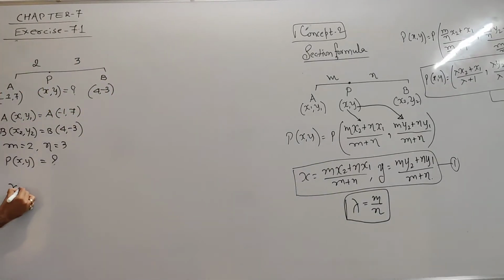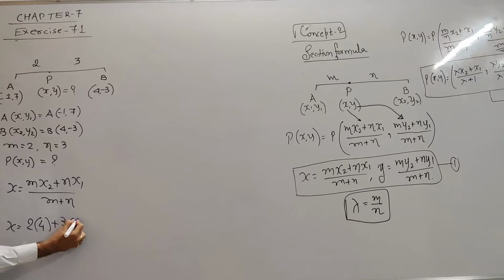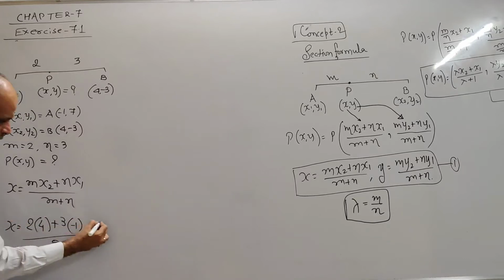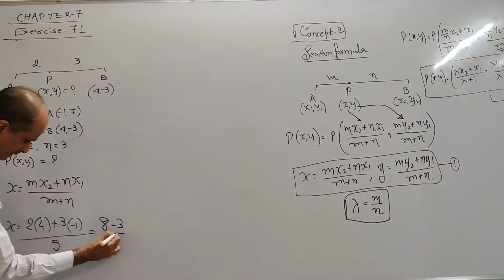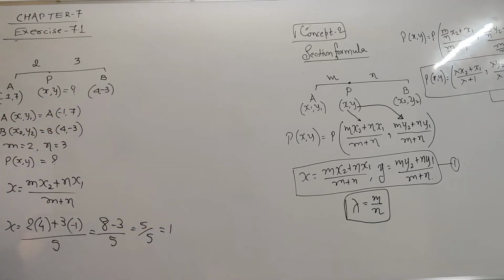So you know x is equal to (m x2 plus n x1) upon (m plus n). So here you can write x is equal to, what is your m? M means 2, x2 means 4, plus n, n means 3, x1 means minus 1, upon m plus n means 2 plus 3 is equal to 5. So 4 twos are 8, 3 minus 1 is minus 3, upon 5. So 5 upon 5 is equal to 1. So the point P, x coordinate is 1.